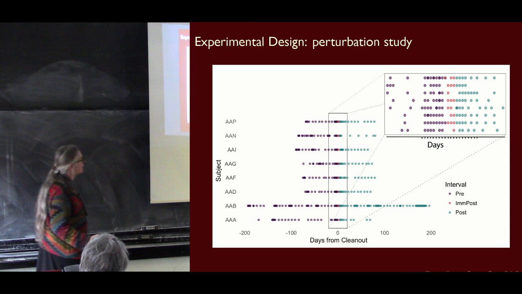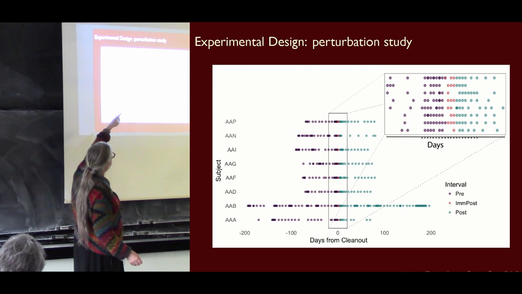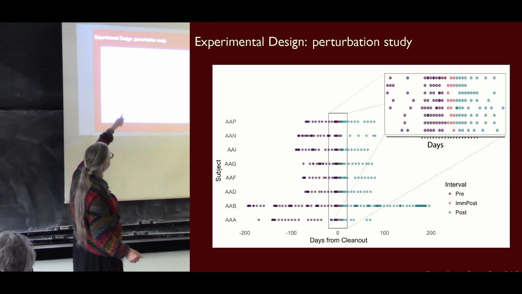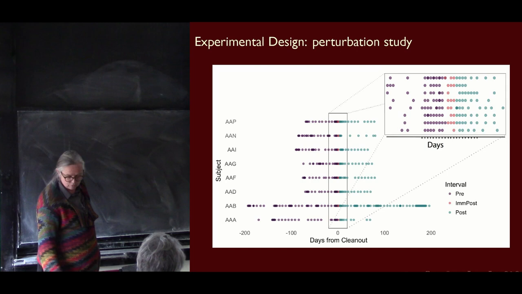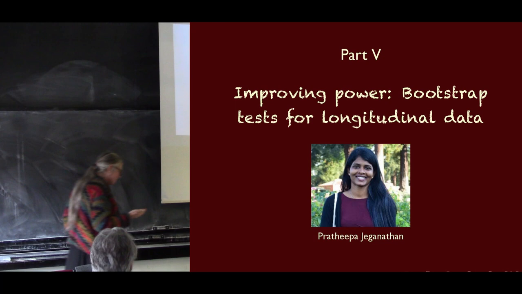This was the case of the colonic clean-out. And we have very, very high density just before and just after the clean-out. Many more points, so it's not equally spaced. Now, in doing the study of the longitudinal data, I want to circle back to more classical statistics.